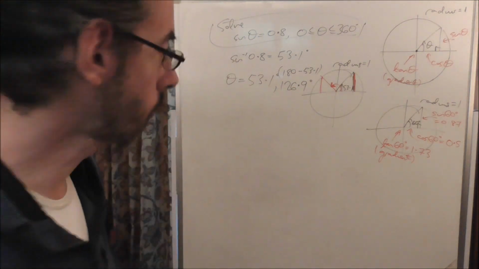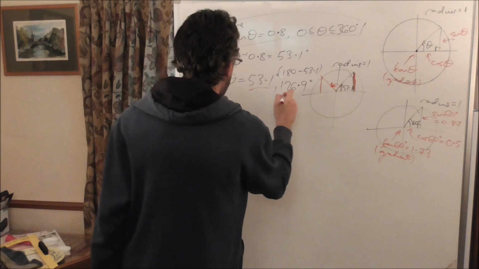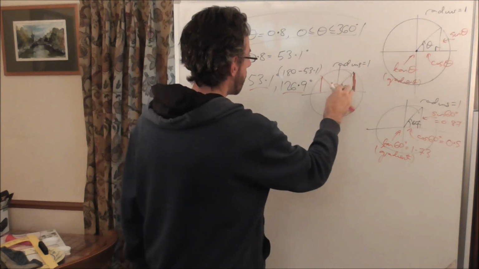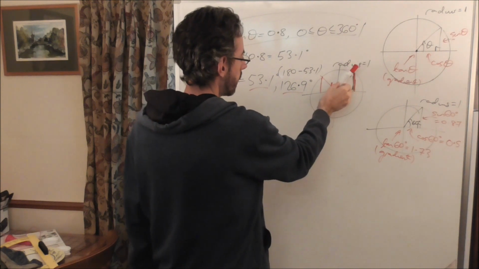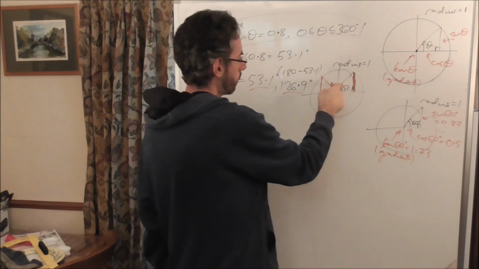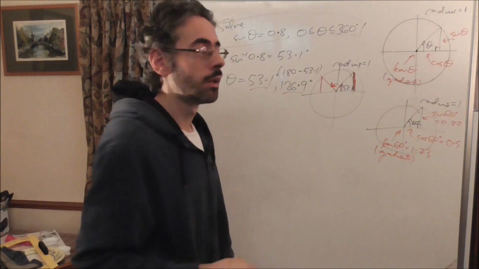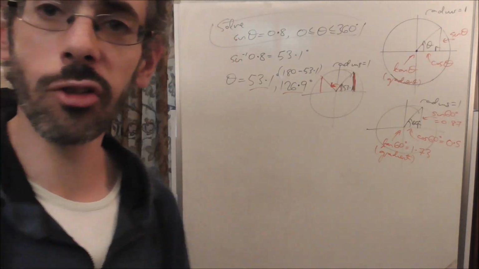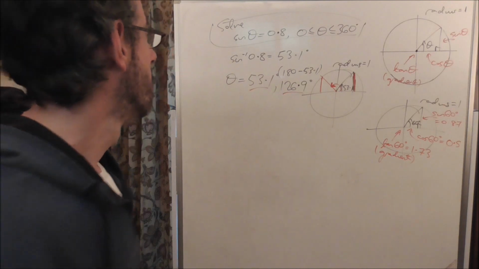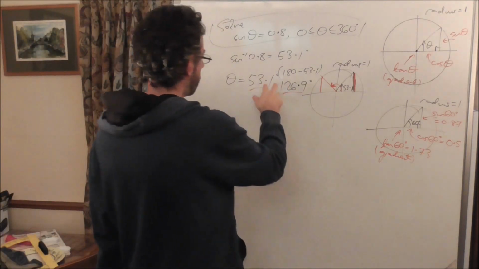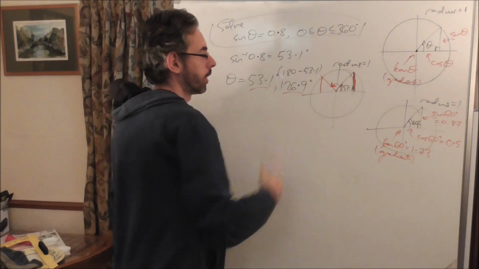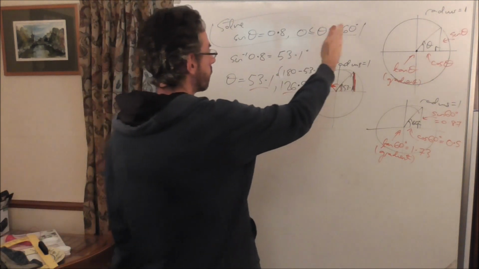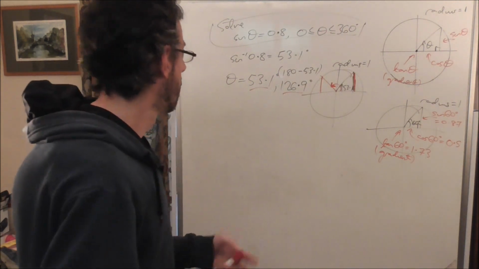So that's the next solution. And if I kept going round until I got back to this line, that would be my next solution. So my next solution would be 53.1 plus another 360, but unfortunately that's out of range. So you can actually keep going round and round and round, adding 360 to these solutions to get more and more until you get to the end of the range. But in this case, these are the only two solutions because the range only goes up to 360.